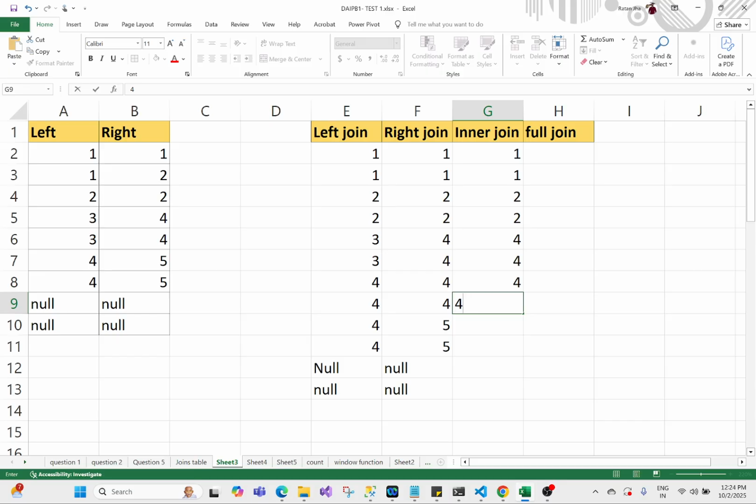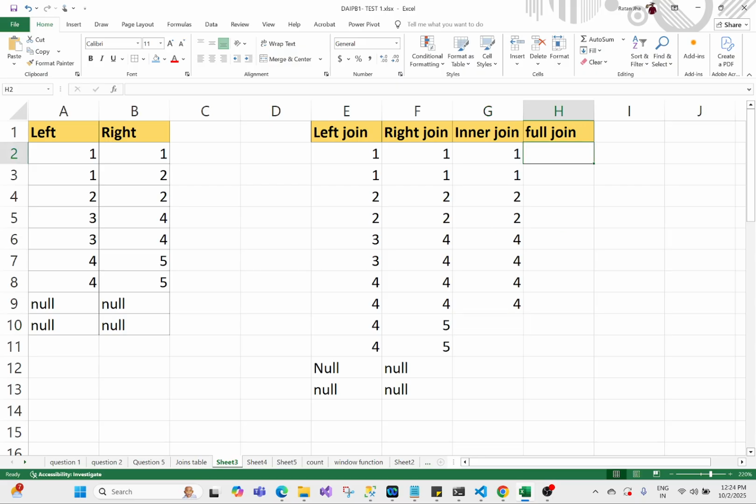Yes. So what about null? Null means nothing, unknown. Null is not equal to null. And in inner join, what is the definition? Only the common record. So null is not a common record. So null will not come in the answer for the inner join.